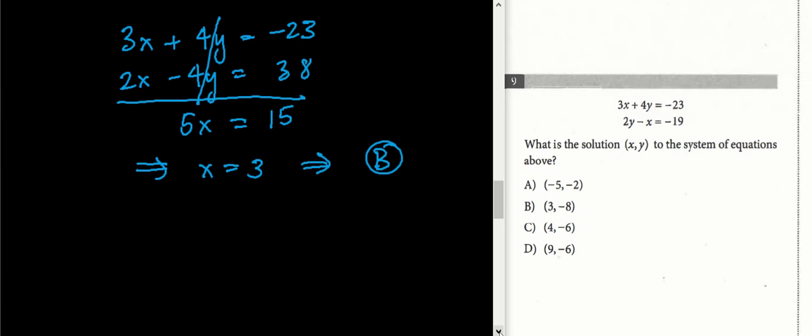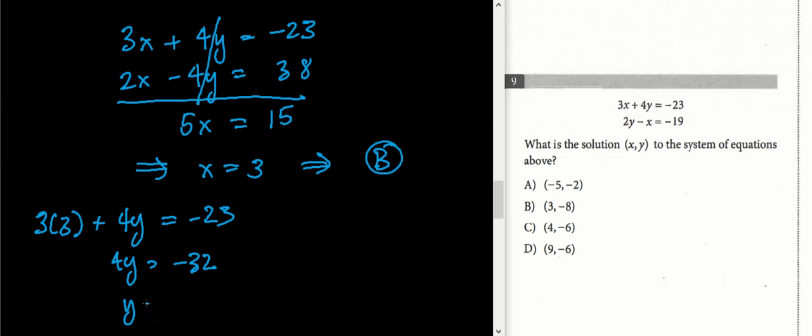But since we're doing our practice, let's go back and actually substitute and solve for y just to make sure that this solution holds. So we'll look at the first equation. 3 times 3 plus 4y is equal to negative 23. So this is 9. So 4y is equal to negative 32, which implies that y is equal to negative 8.